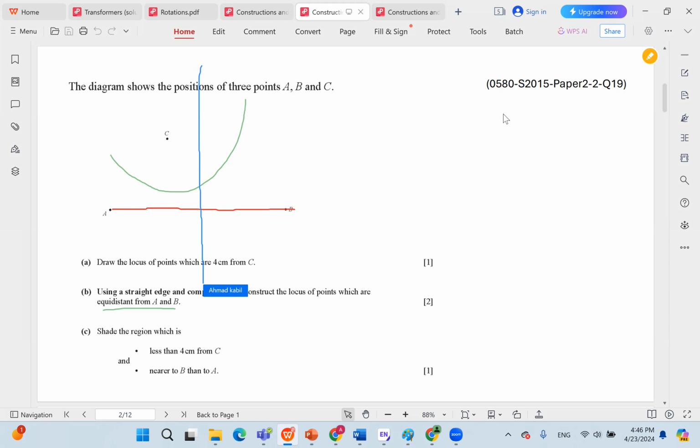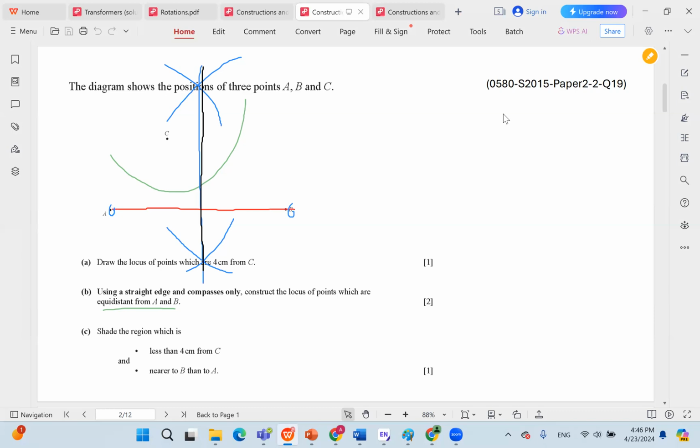The steps of drawing a perpendicular bisector involve getting the compass, putting the iron part at A, drawing two arcs like this, and then moving the compass to B at the same width of the compass and drawing the other two arcs like this. The final result should be this black line, which is the perpendicular bisector of AB. Now that we have this locus of points, we will move on to question C.